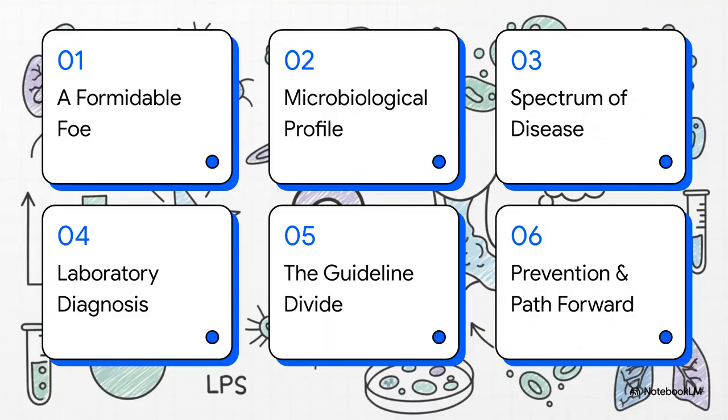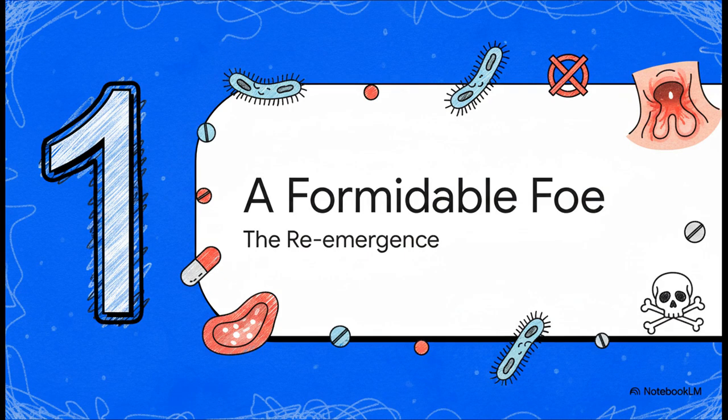Okay, so here's our roadmap for today. We'll start by getting reacquainted with this forgotten foe. Then we'll hit its microbiological profile and the diseases it causes. After that, we'll look at how to diagnose it in a modern lab, tackle the really critical divide in treatment guidelines, and finally, talk about prevention and where we go from here. So let's jump right into part one, a formidable, forgotten foe.